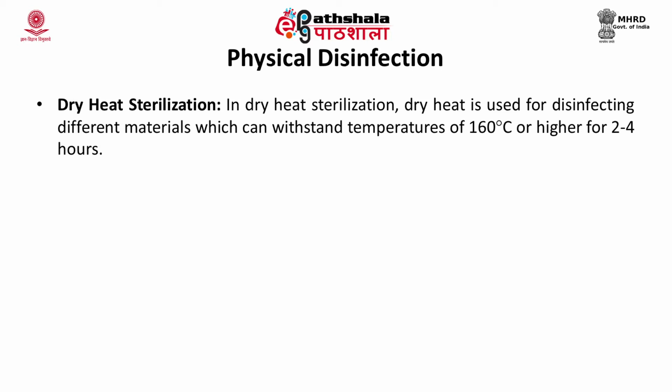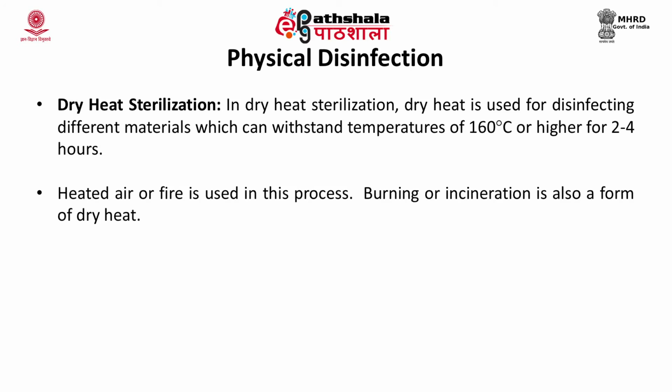In dry heat sterilization, dry heat is used for disinfection of different materials which can withstand temperatures of 160 degrees C or higher for 2 to 4 hours. Hot air or fire is used in this process. Burning or incineration is a form of dry heat.